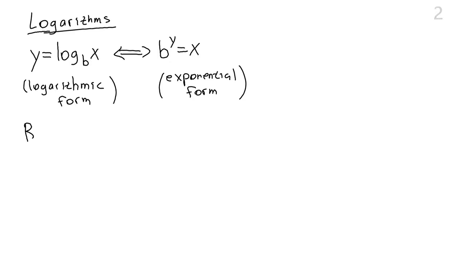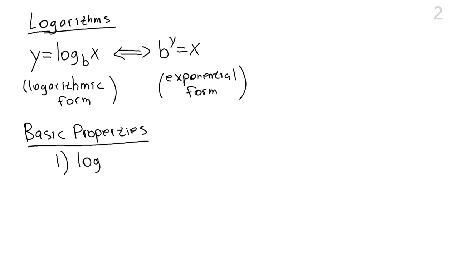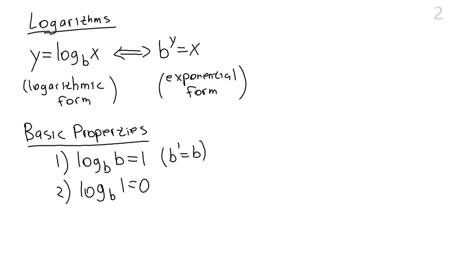We also have some basic properties of logarithms, and we are going to use them to solve some problems. So the basic properties of logarithms: first, log base b of b is 1. This is the same in exponential form as saying b to the 1 is b. A second basic property is that log base b of 1 is 0. In exponential form, this is just saying that anything to the power of 0 is 1.